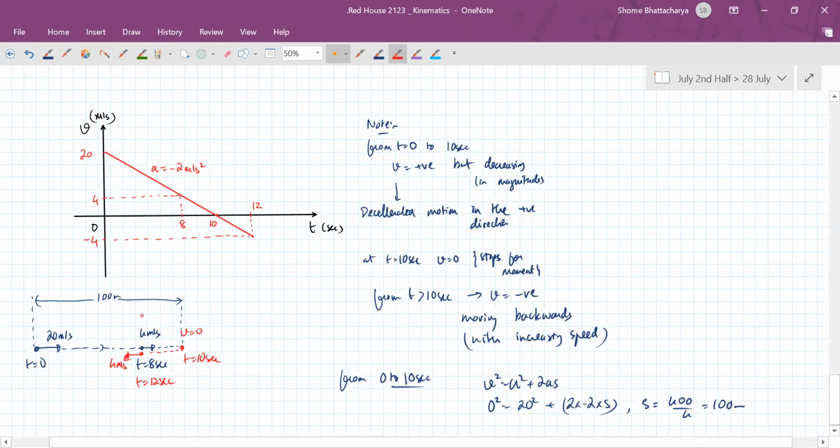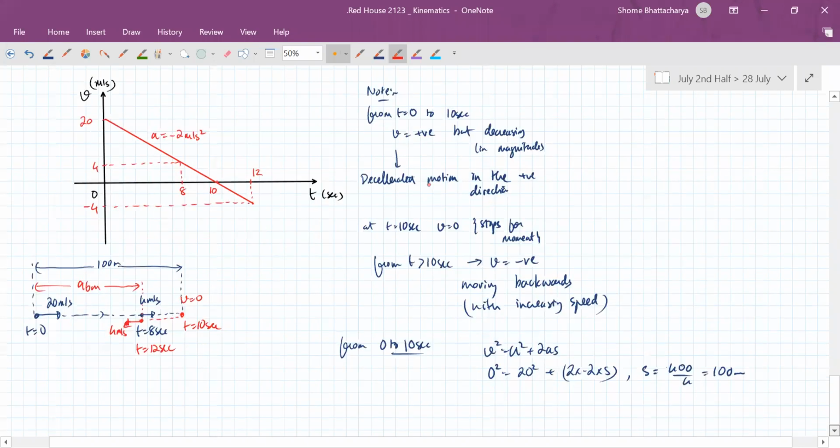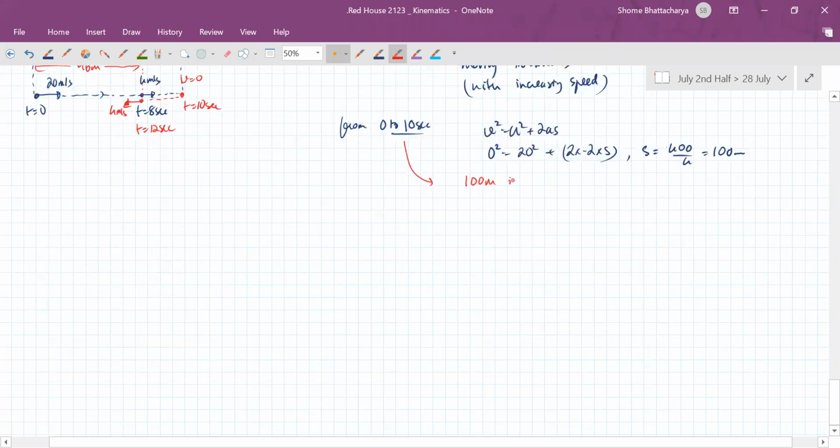Okay. Whereas up to 8 seconds and then again at 12 seconds, what is this distance from the starting point? It's 96 meters. We've calculated that before. So we can see that 0 to 10 seconds, it's going 100 meters in the positive direction. Okay. Then from 10 to 12 seconds, what's happening? It's coming back 4 meters, but in the negative direction, in the opposite direction. That's why the displacement from 0 to 12 seconds had come out to be 100 minus 4, or 96 meters.